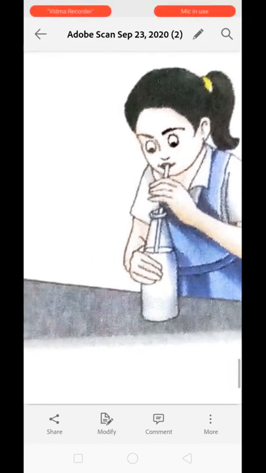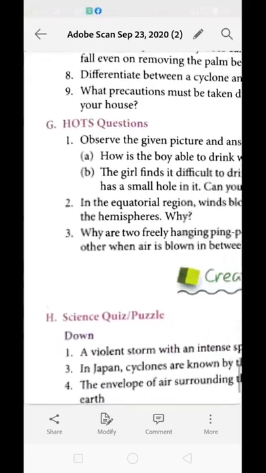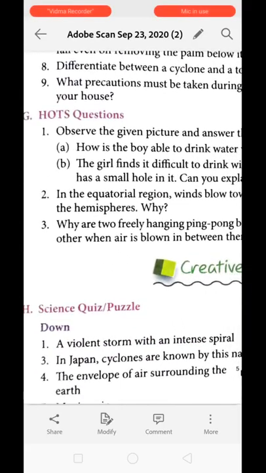Okay, next is in the equatorial region, wind blows toward the equator from both hemispheres. Why? Because the equator receives maximum sunlight, so the air above the equator becomes heated more and starts to rise upward. This way it creates a low atmospheric pressure in the equatorial area, and that is why, to balance the air pressure, the air from both regions will blow toward the equator.